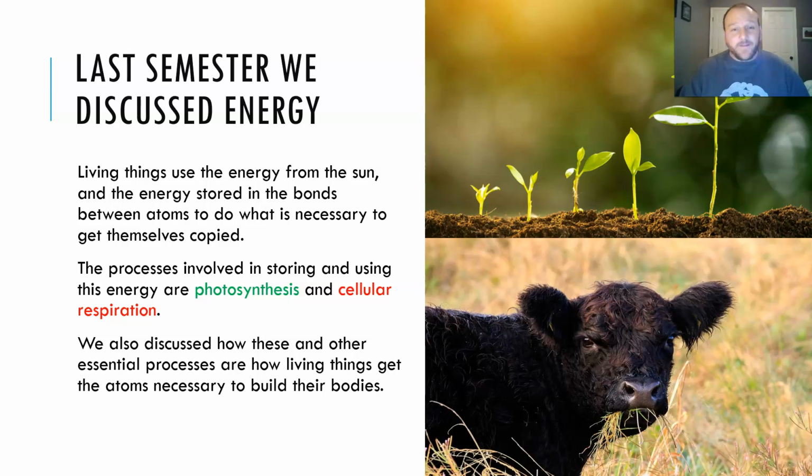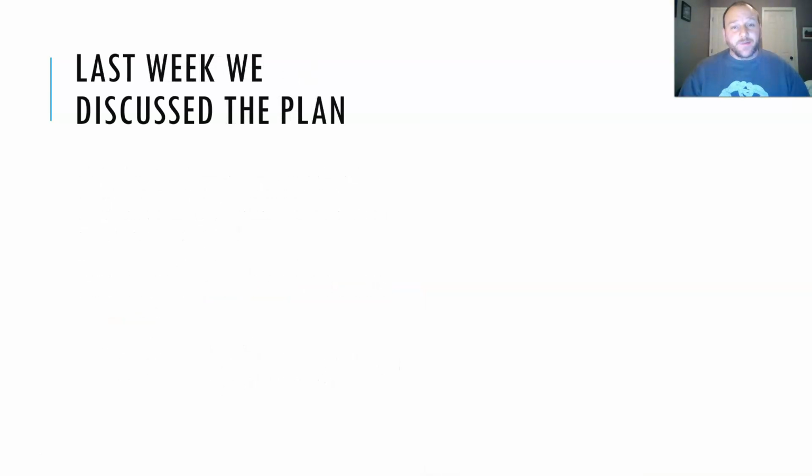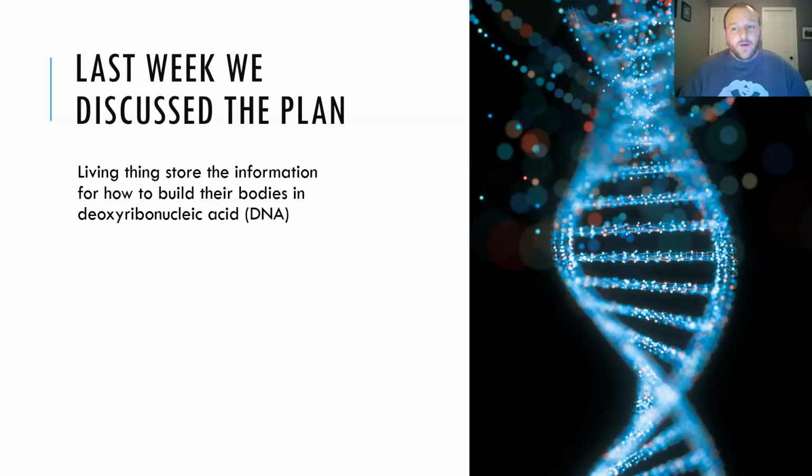But as we move on to this semester, last week we discussed the plan itself, or DNA. We now know that our plan, or the instructions for how to build our bodies, lives in this giant and fascinating molecule called DNA. This DNA is found inside the nuclei of our cells in eukaryotes like us and other mammals and plants and fungi, or it's found free-floating in the cytoplasm of cells in the case of bacteria and other prokaryotes.